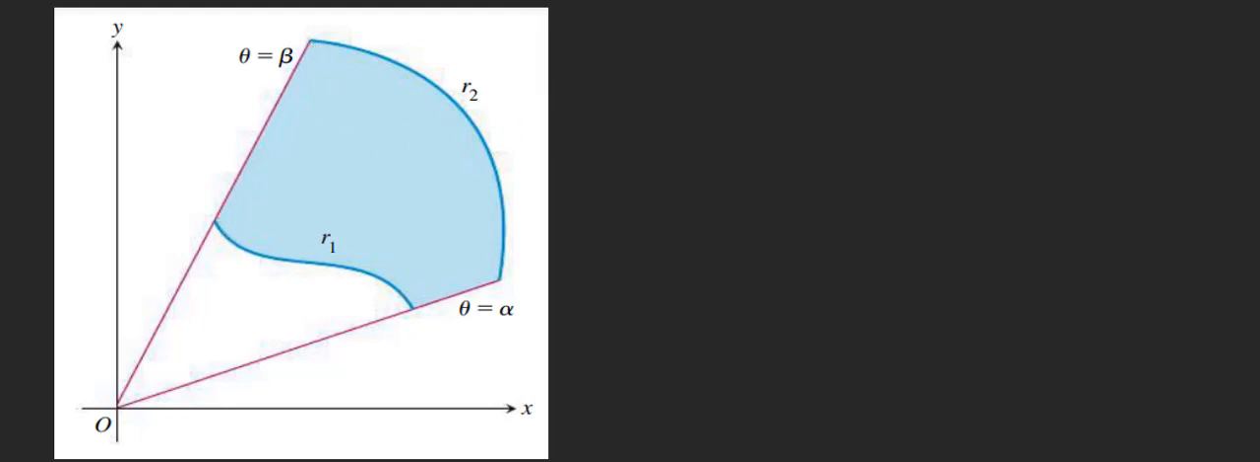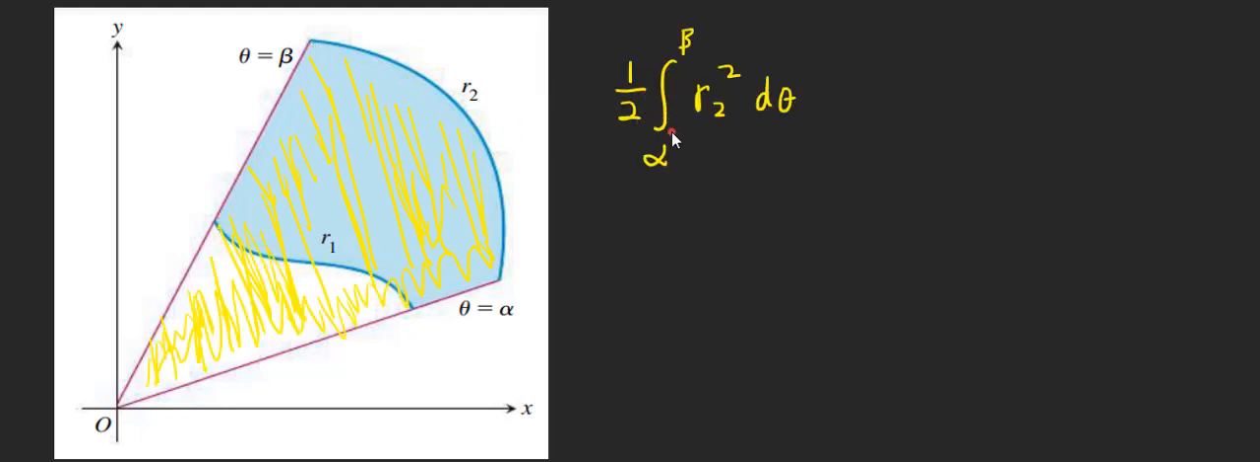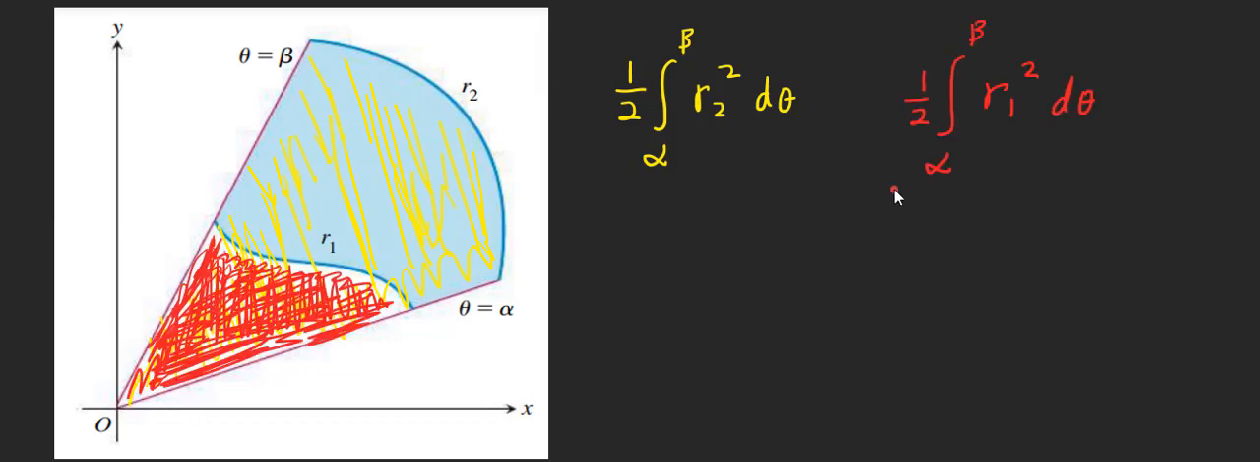In other words, 1/2 times the integral from alpha to beta of R2 squared d theta would give you the area of this whole region over here. And 1/2 times the integral from alpha to beta of R1 squared d theta would give you the area of this region over here. So when you subtract, you get the area of this shaded region.